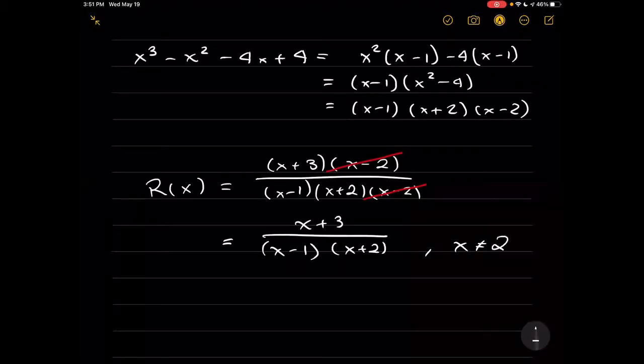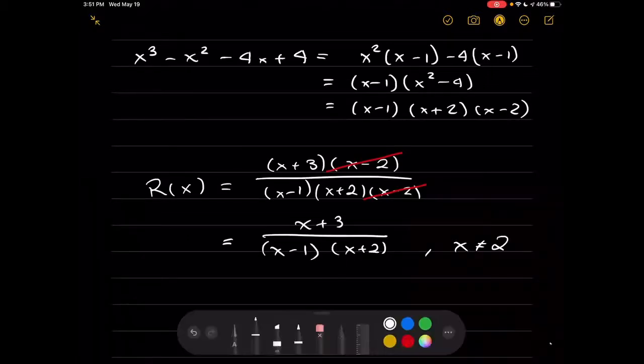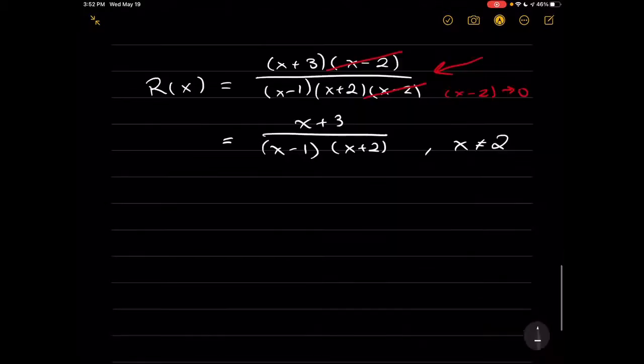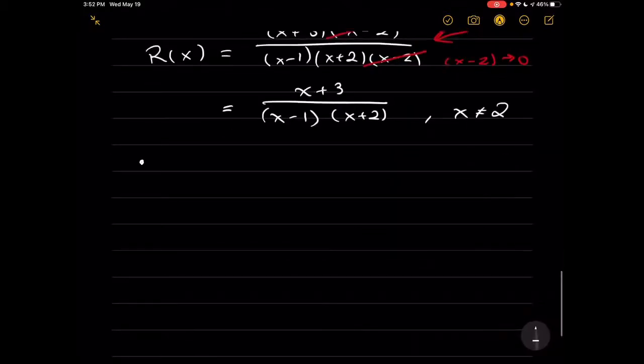And that x is not equal to 2, because you can't plug in 2 to this function: that x minus 2 then goes to 0, and then you've got 0 in the denominator, and we don't like dividing by 0. That tends to break math. So there's going to be a hole at x equals 2.